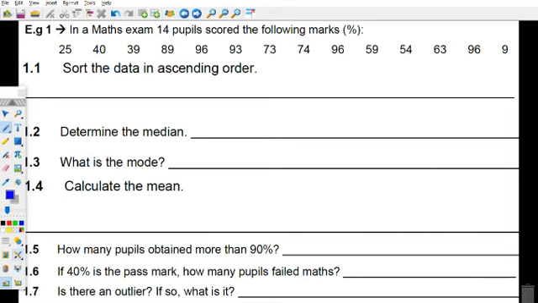In a maths exam, 14 pupils scored the following marks, and it gave it to us in percentage. Now, when we're handling data, we just handle the numbers, like a unit, we put a percent at the end. We don't put a percent each time. So, first thing we have to do, sort the data in ascending order. We take the smallest number, write it first, and then write the biggest number last. So do that now quickly.